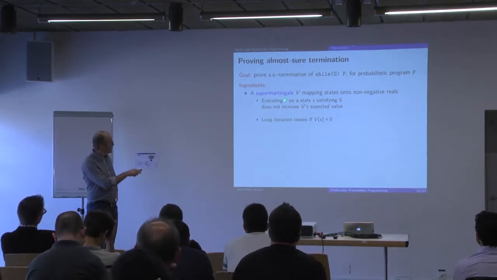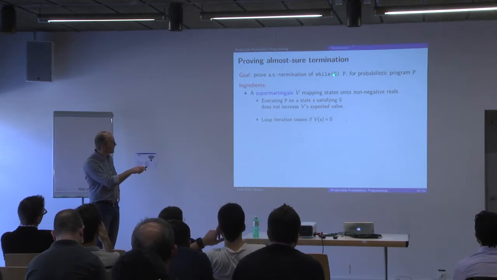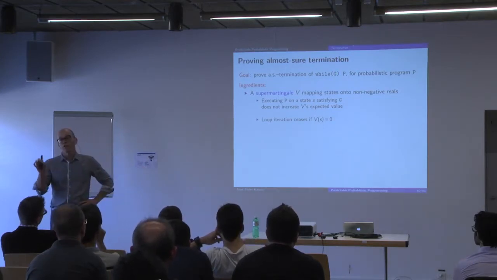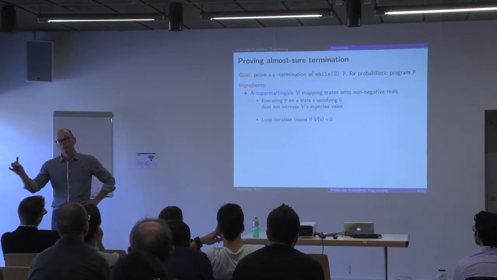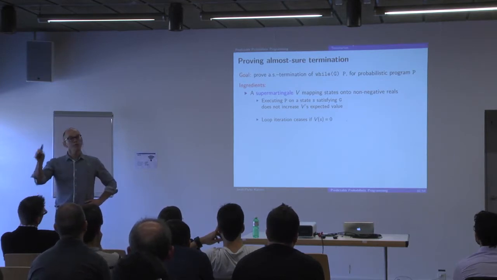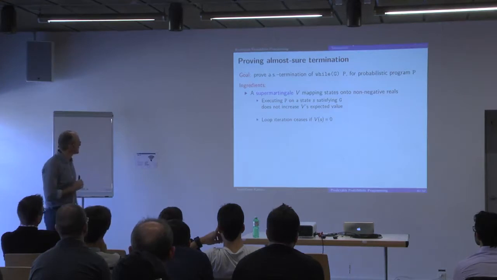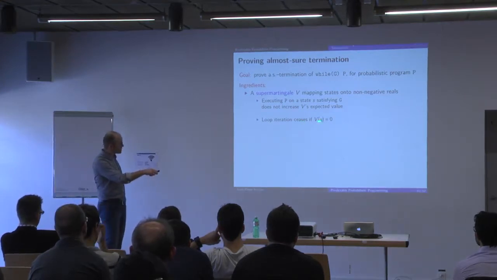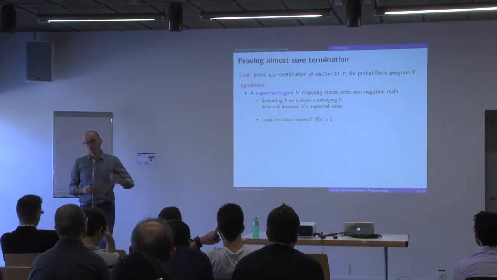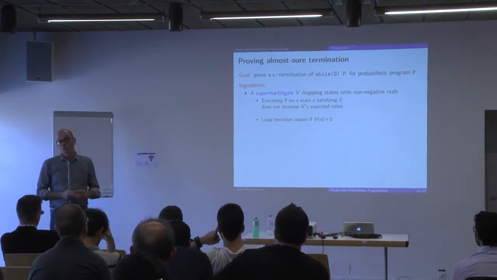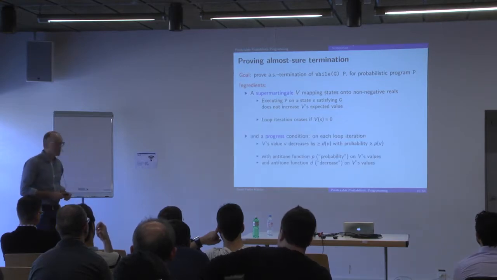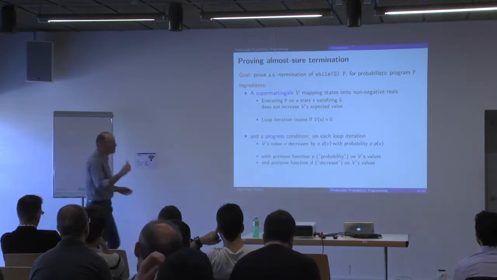If you execute P, this loop body, on a state satisfying the guard, then this should not increase the expected value of this random variable. So on expectation, this thing should not increase. For the rest, if the loop terminates, that means that v of the state S must be equal to 0, same as this variant function hitting 0. And now it comes, that's the more complicated part, but I have a picture to explain.